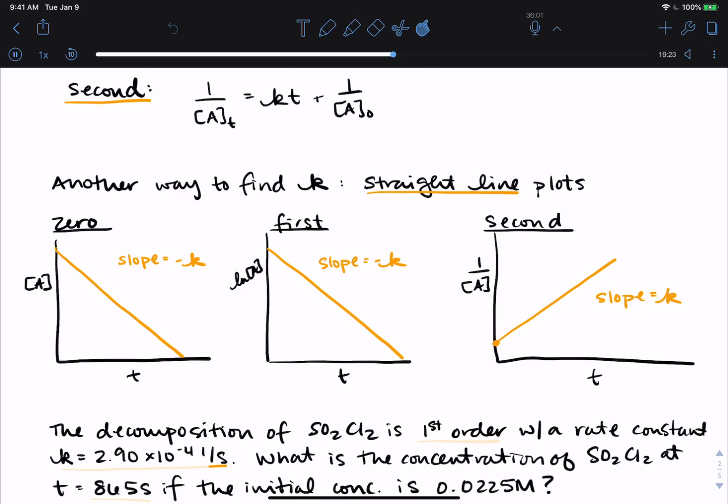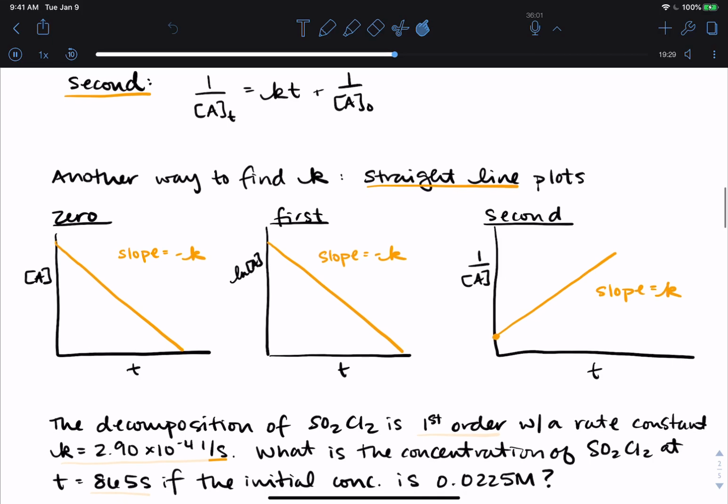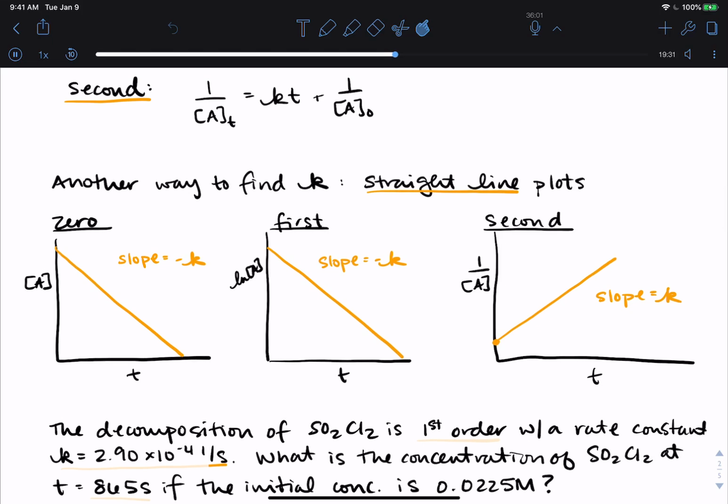So the other thing that this would tell you is that if you made a plot of the concentration of A versus t and it was not a straight line, then you don't have a zero order reaction. So you can get some extra information that way.